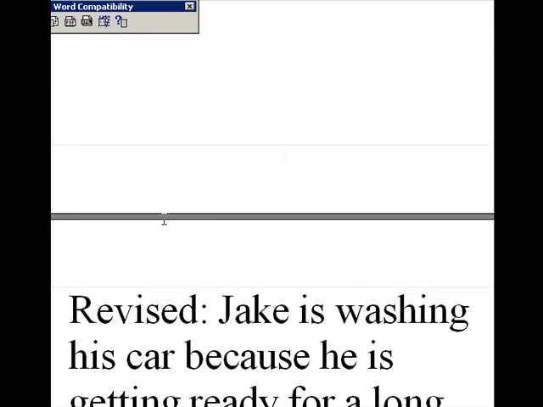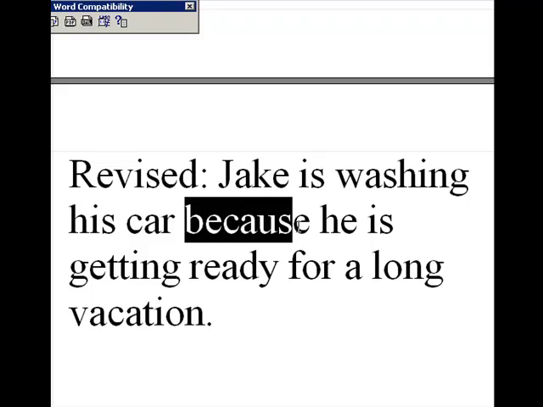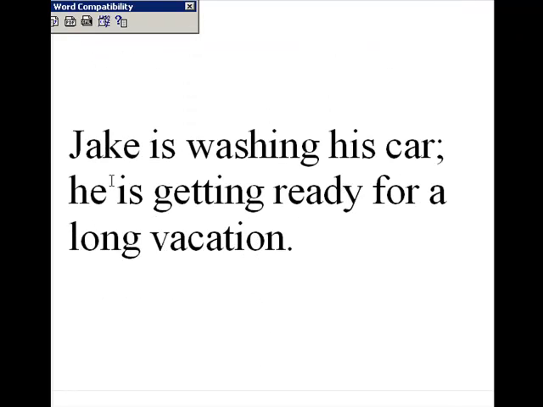Let's take a look at a revision. It's always important to not just know what the error is, but how to revise it. So take a look at this. Jake is washing his car because he is getting ready for a long vacation. So it looks like the writer has used the word because, a subordinating conjunction, to connect these 2 different clauses together, and that works. How about this? What if you want to not use any connector at all? What if you just simply use the semicolon right there, and you say Jake is washing his car; he is getting ready for a long vacation.